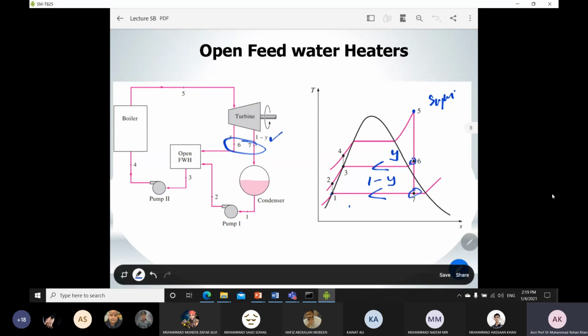Okay, so now from 1 to 2 we just isentropically compress it. So 1 to 2 will be an isentropic process.